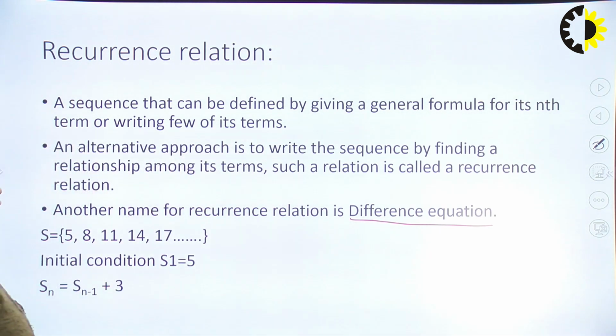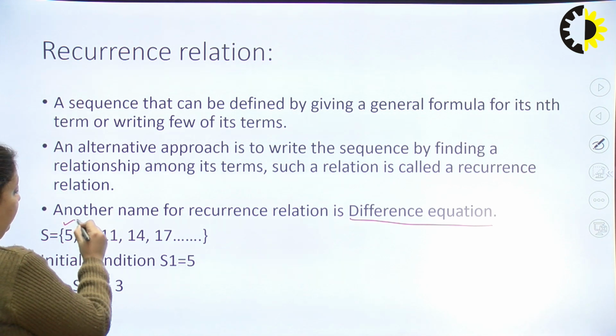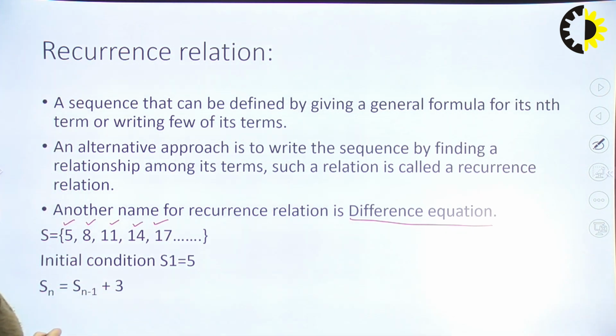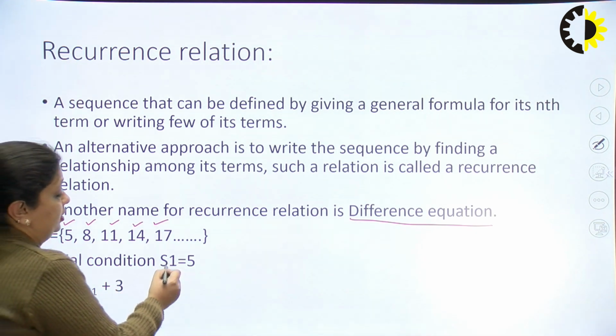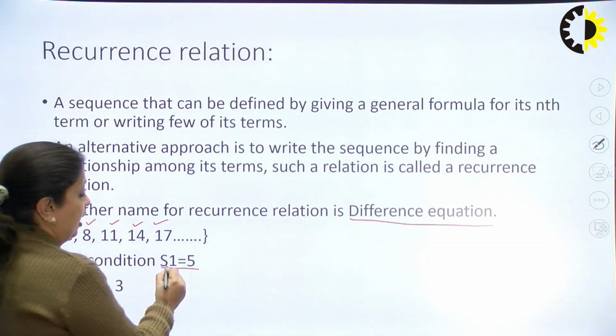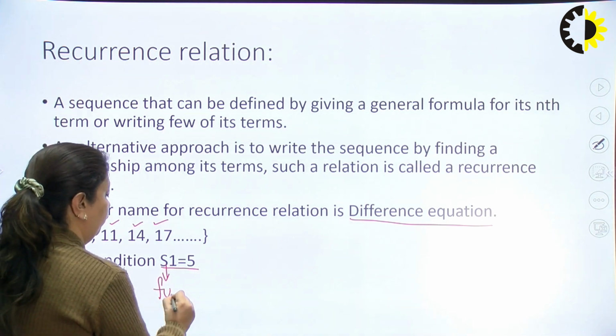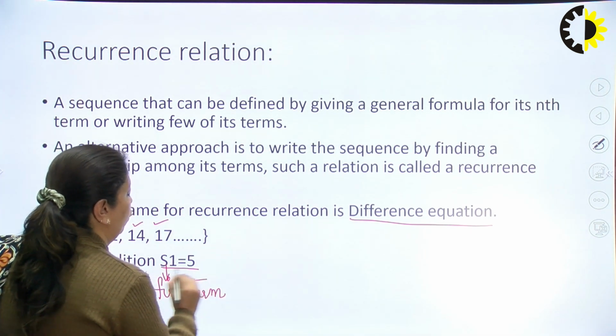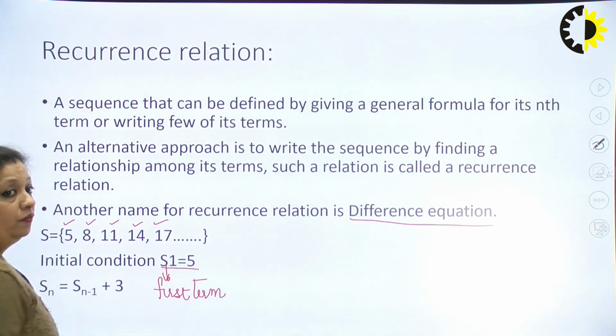So, here there is an example. Suppose I have a sequence S which contains these terms, that is 5, 8, 11, 14 and 17 and so on. Here the initial condition is defined as S1 is equal to 5. This S1 is nothing but the first term of this sequence. So, the initial condition for such a relation is given as its first term.